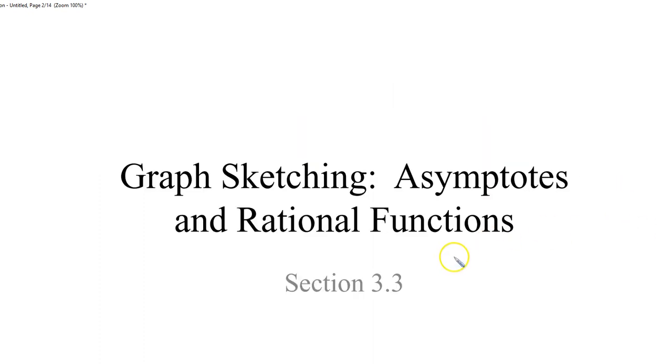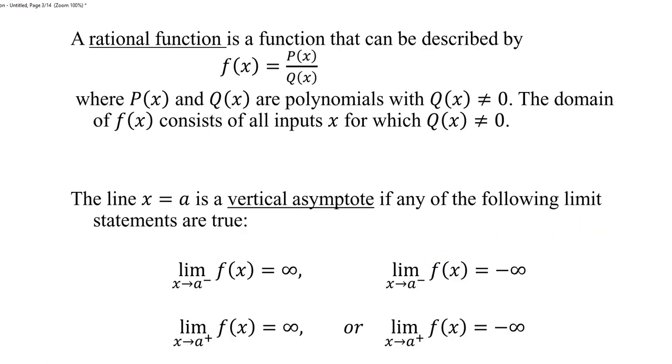This section has to do with graphing rational functions and using asymptotes to graph those rational functions. We've actually seen some of this material before, but we'll look at it from a little bit different perspective today in this section. So we start off by talking about what a rational function actually is.